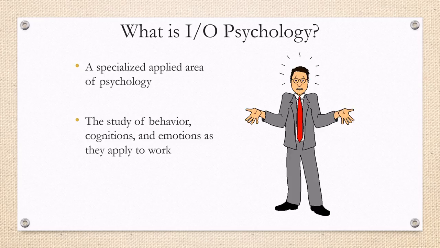In this first session, we're going to talk about what IO psychology is. So IO psychology is a specialized applied area of psychology. Specifically, it is the study of behavior, cognitions, and emotions as they apply to work and the workplace.